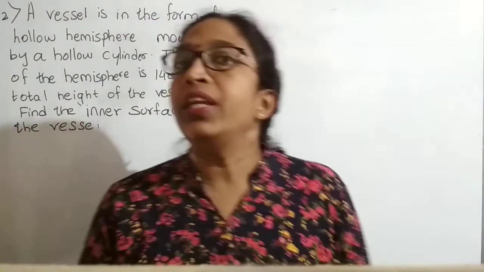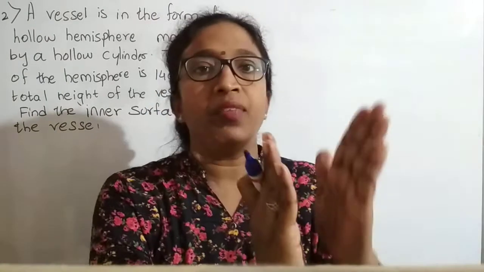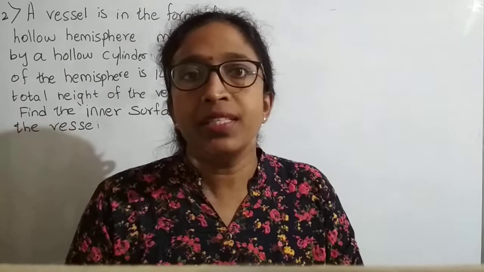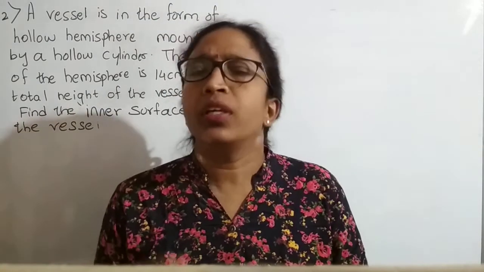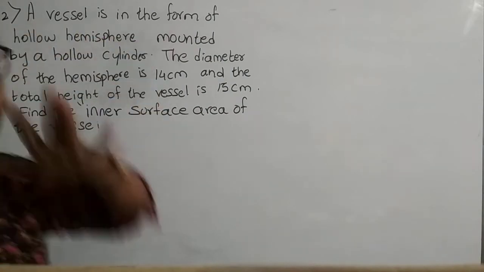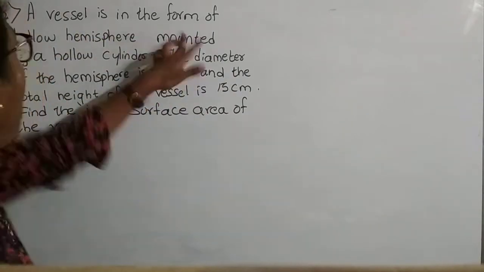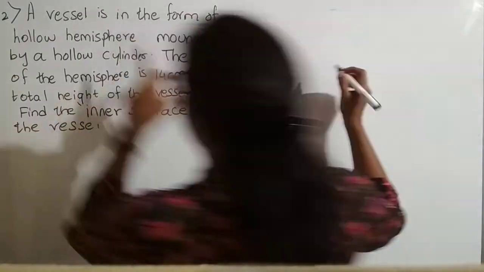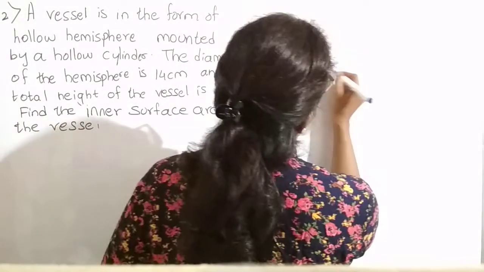So whenever we read the question, you should read bit by bit and try to understand. As I already said, let's go for drawing the diagram to get a clear picture. Let's read again. A vessel, there is a vessel. Now what is the form of the vessel? It is in the form of a hollow hemisphere. So let's draw a hemisphere.